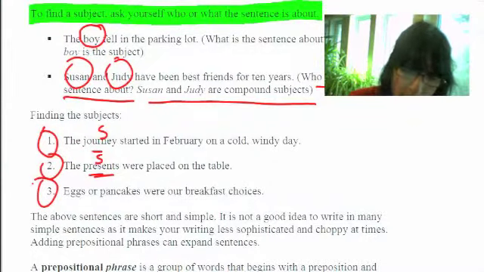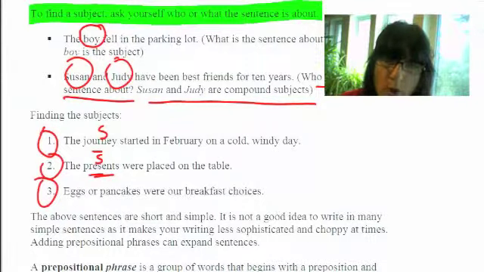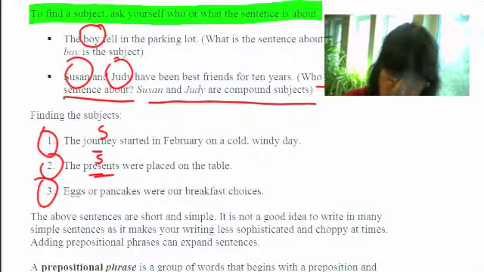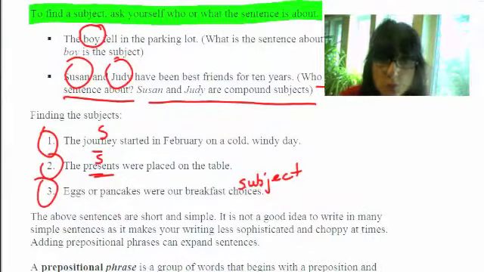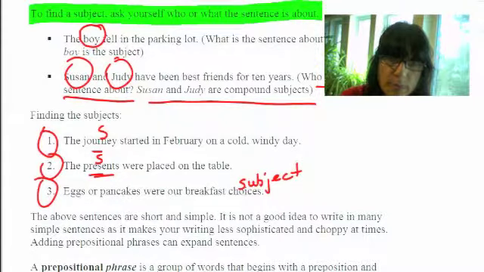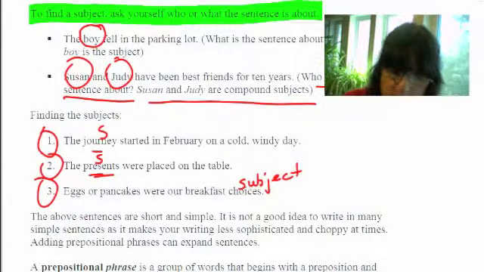And the third one, a little more tricky: Eggs or pancakes were our breakfast choices. Now you might think that the subject is eggs, pancakes, but that's not the main thought. The main idea is we want to know what the breakfast choices are. So you could switch the sentence around, which sometimes you have to do to find the subject, and you'd say our breakfast choices were eggs or pancakes. So the subject of the sentence is the word choices, because these just happen to be two of the choices. It could be eggs, it could be pancakes, it could be bacon, it could be potatoes. So the subject is choices, and those are just examples of some of your breakfast choices.